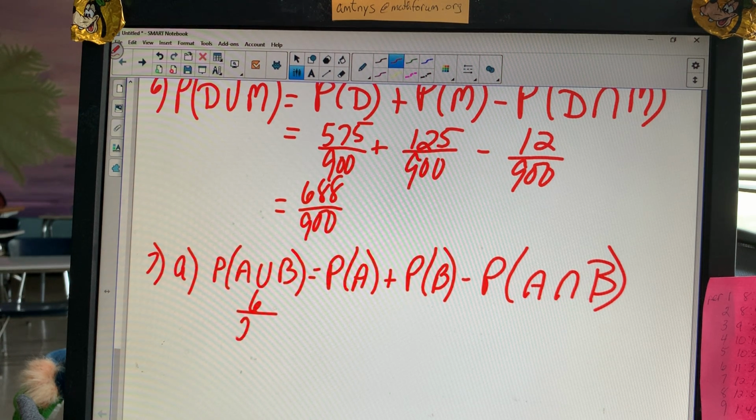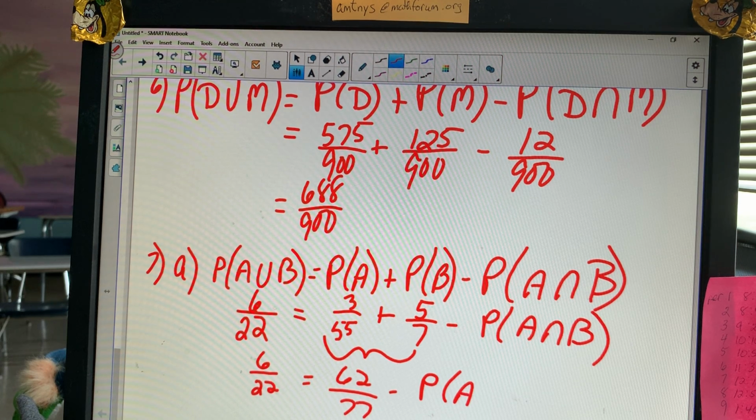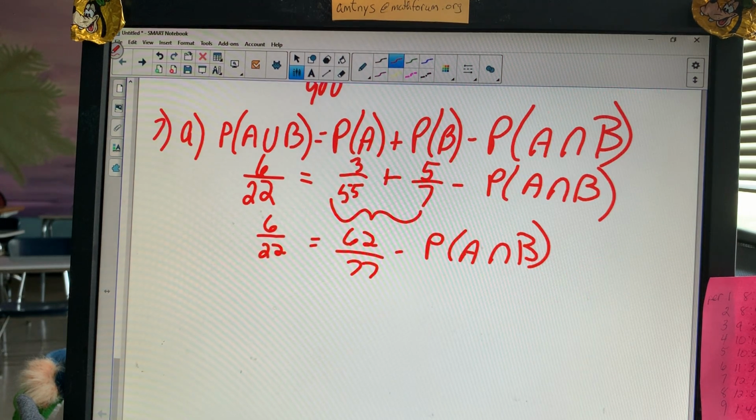This time they tell me what the probability of or is, and I have to look for something different. Probability of A is 3 over 55. Probability of B is 5 over 7, and they want me to find the probability of A and B. I'm going to combine them. So I have 6 over 22 equals 62 over 77 minus the probability of A and B. When I move things to the other side, it comes out to be probability of A and B is equal to 41 over 77. Do not change that to a decimal.